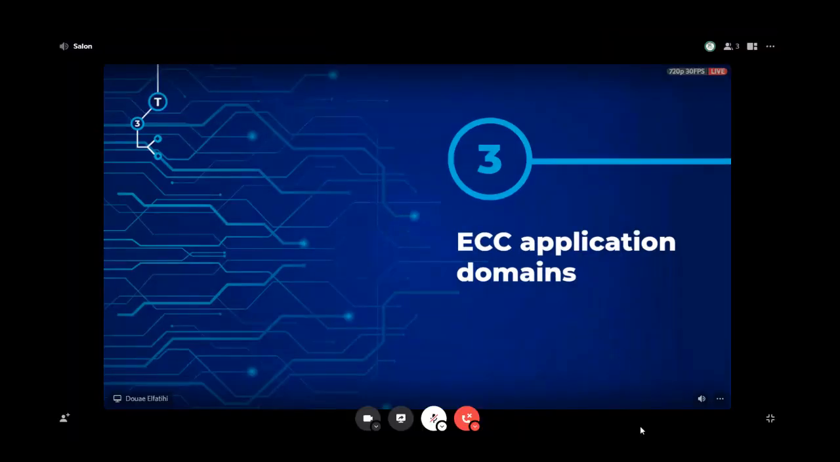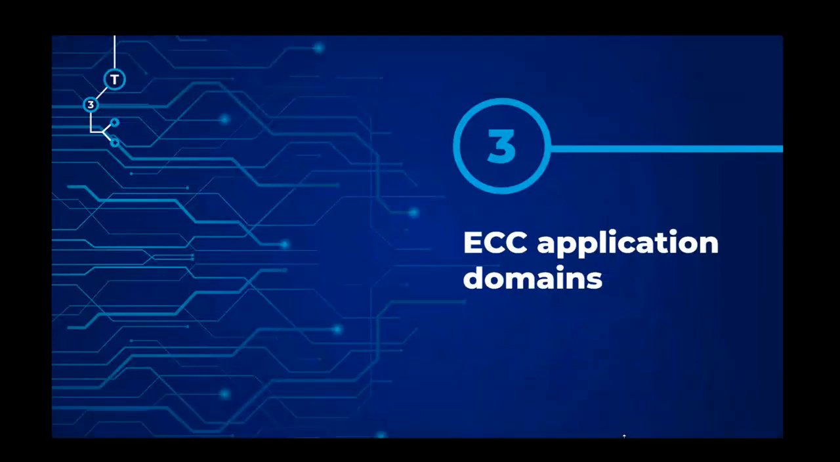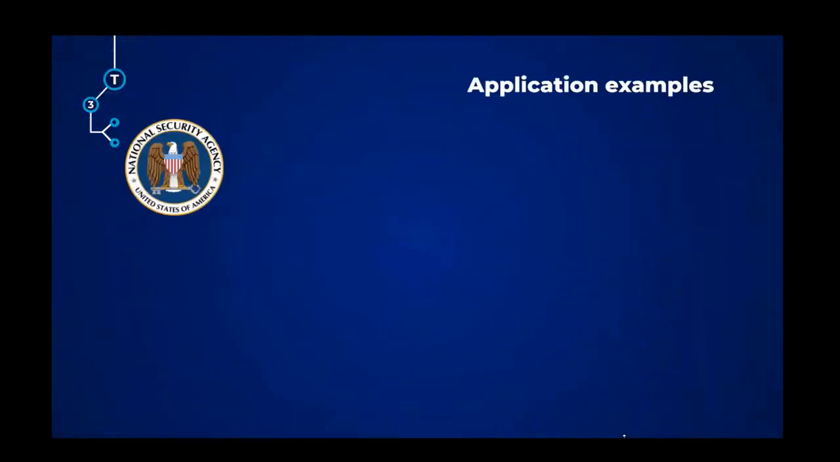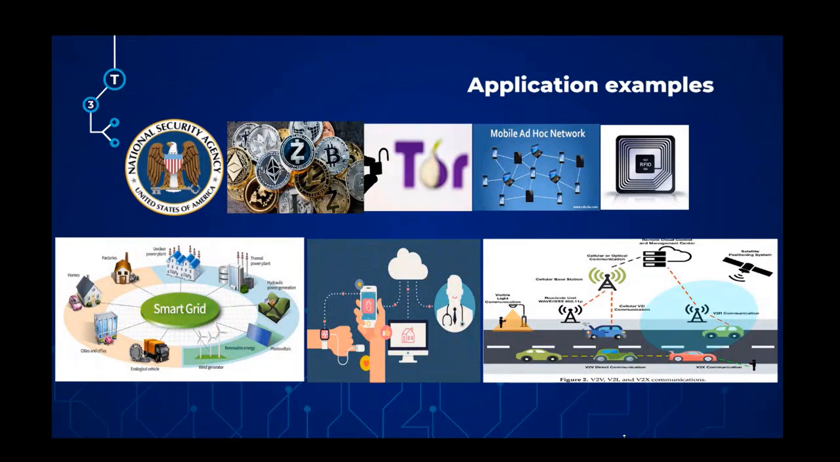Now we're going to talk about the ECC application domains. ECC has many application domains due to its robustness and popularity in encryption. It has the possibility of doing digital signatures, pseudo-random generators, and other tasks. Those are its major application fields. It actually varies from traditional to modern applications. The most relevant ones are the National Security Agency for top secret files, smart grid, vehicular communication, Bitcoin, ad hoc networks, and so on and so forth.